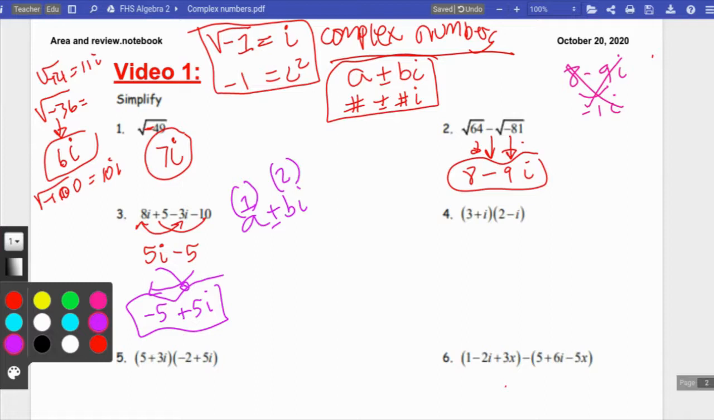Let's go to number 4. Number 4, we have to multiply that. I use the box. The box is quite simple for me to do.